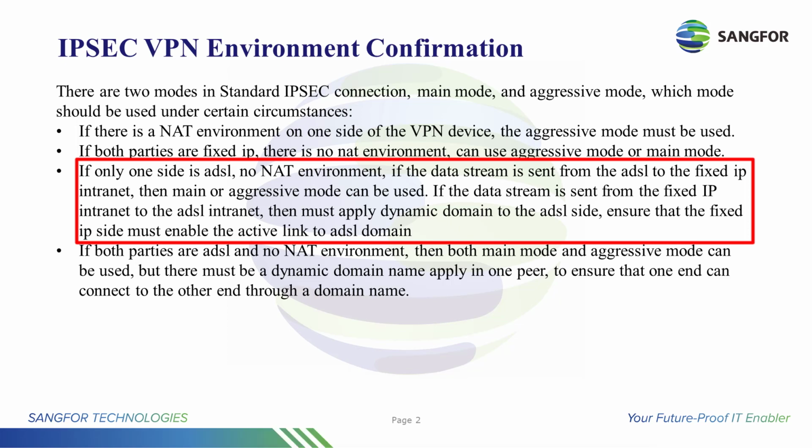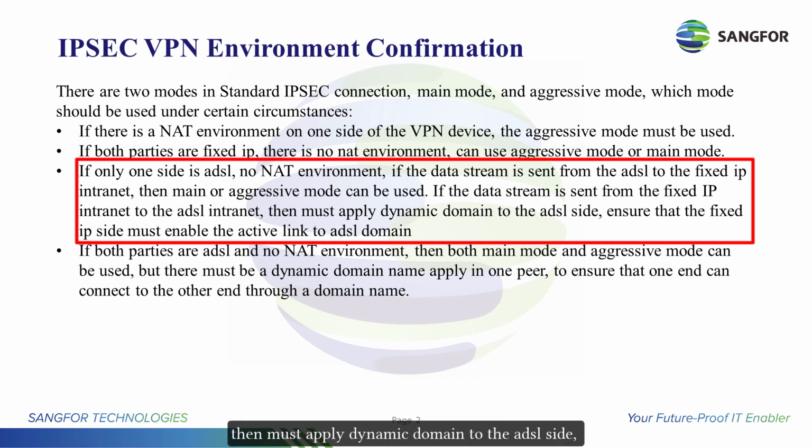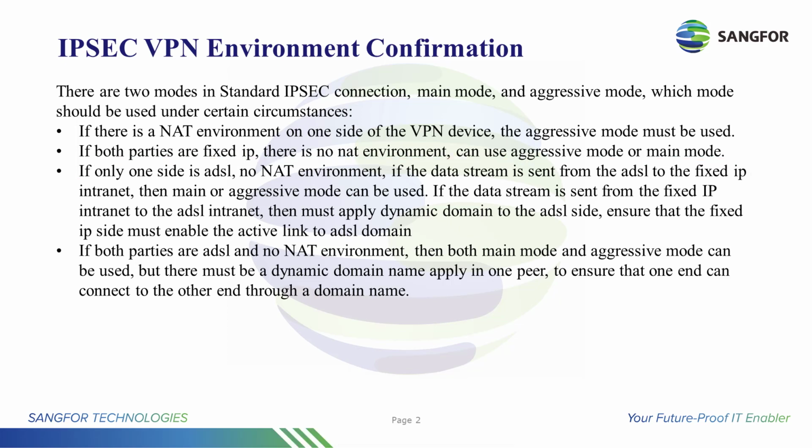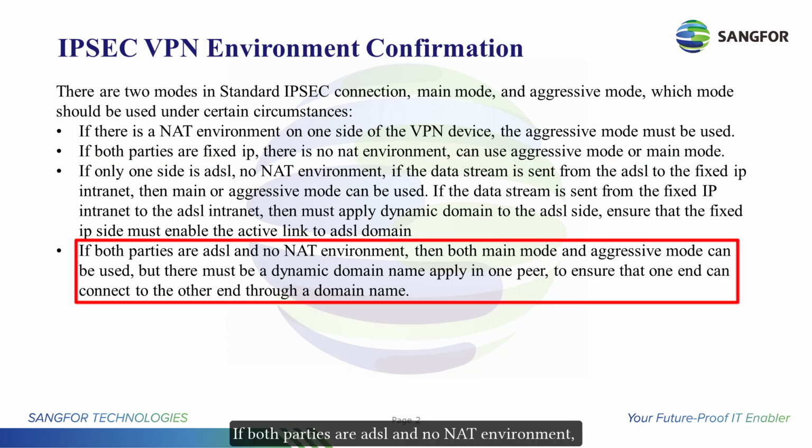If the data stream is sent from the ADSL to the fixed IP intranet, then main or aggressive mode can be used. If the data stream is sent from the fixed IP intranet to the ADSL intranet, then you must apply a dynamic domain to the ADSL side. Ensure that the fixed IP side enables the active link to the ADSL domain. If both parties are ADSL and no NAT environment, then both main mode and aggressive mode can be used, but there must be a dynamic domain name applied in one peer, to ensure that one end can connect to the other end through a domain name.